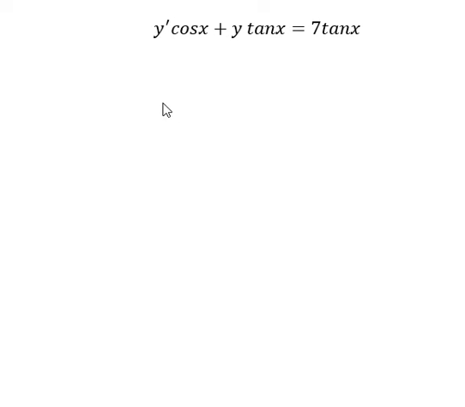Hello everybody. So today I want to talk about calculus, the topic about differential equations. So now I want to show you how to answer.